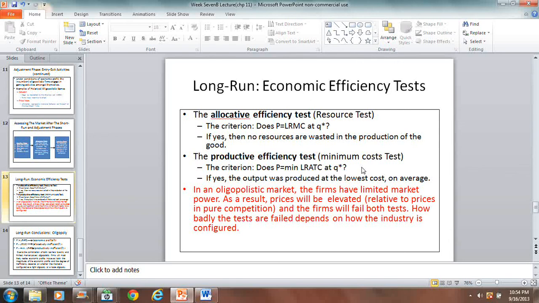So in general, we can say in an oligopolistic market, the firms have limited market power, and as a result, price will be elevated relative to prices we would see in pure competition. Because price can be elevated, it's going to be greater than long-run marginal cost, and greater than minimum long-run average total cost, and hence both tests will be failed. How badly the tests are failed depends on how the industry is configured. If we're studying a tight oligopoly, the failure of the test will be more severe. If we're studying a loose oligopoly, the failure will be at the margins. It won't be horrible, but it won't be socially acceptable.